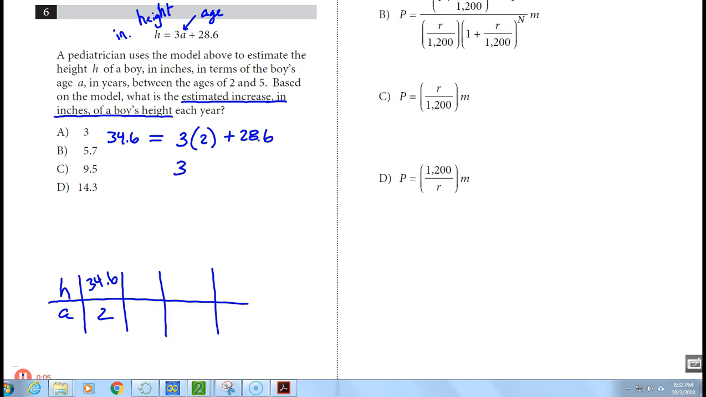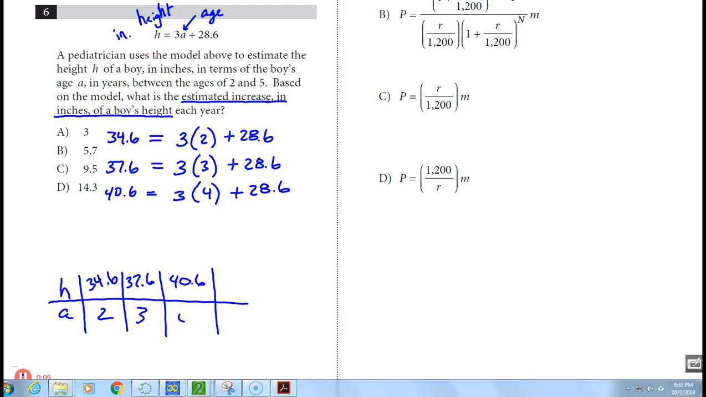Let's move to a 3-year-old. So at 3 years old, that's 9 plus 28.6. That's 37.6 inches. So at 3 years old, 37.6 inches. Let's go one more. A 4-year-old would be 12 plus 28.6, which is 40.6 inches. And I think we can kind of see the pattern here. It looks like for every year the child gets older, for every 1 year, the height increases by 3 inches every single time. So I believe the correct answer for this one is A.